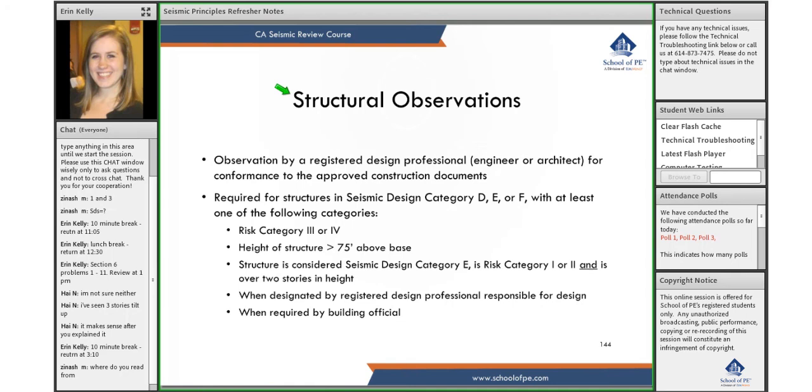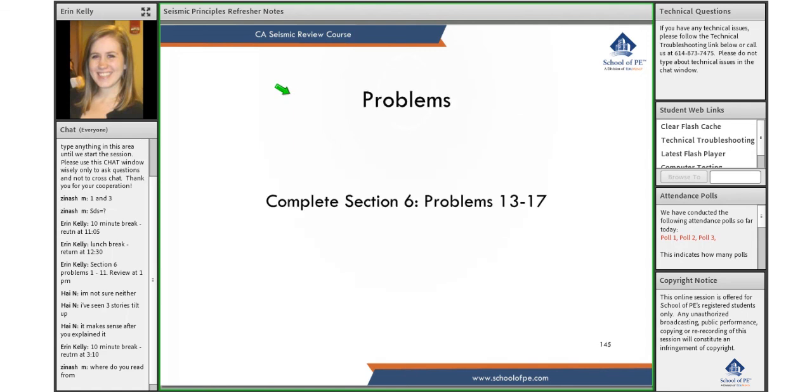So for your knowledge for the test, it's really the top 3 bullet points. That's when it's required. But there are 2 other conditions of kind of like when it's wanted by the engineer in responsible charge or the building official. So there's always going to be those exceptions.